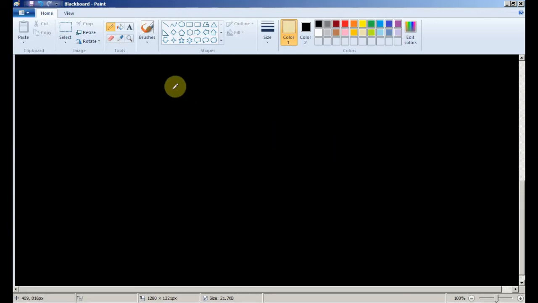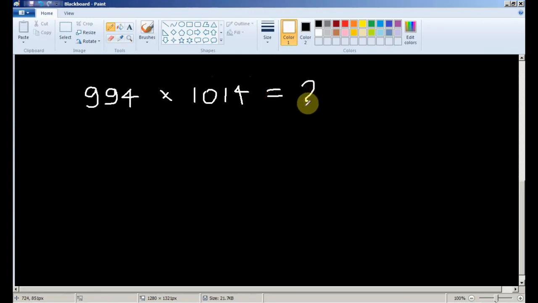So let's do one problem with mixed differences. Let's take a number like 994, multiplied by some number greater than the base, say 1014. Okay, let me take 1014 equals. So what will be the answer?